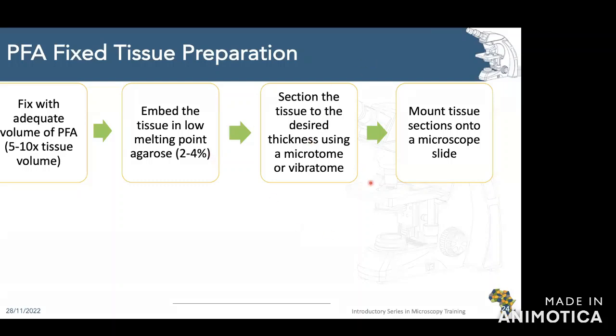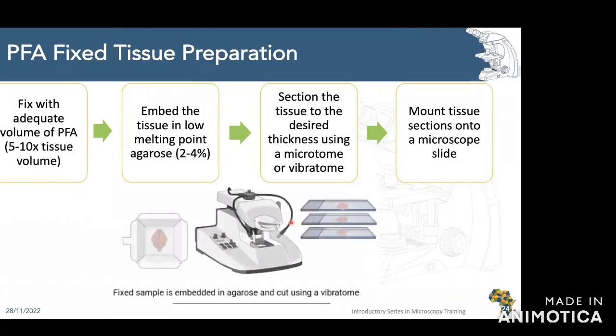So you can either use a microtome if you're going for very, very thin sections, or a vibratome if you're going for something a bit larger, like 500 microns. And then once you've cut your tissue, you can mount your sections onto microscope slides. Now they've already been fixed, and these are ready now for some staining.